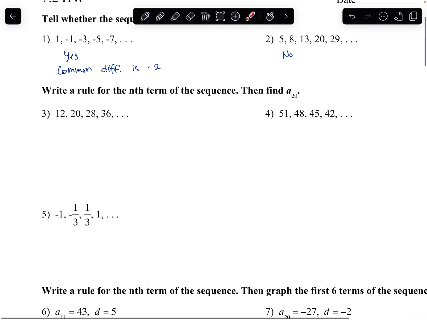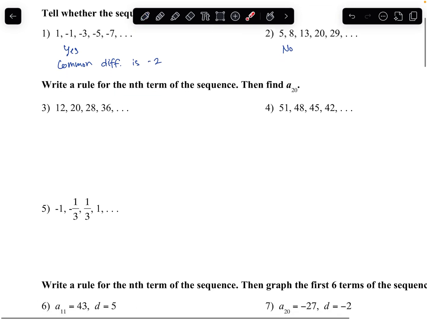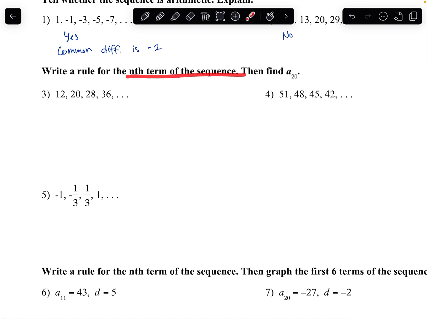For 3, 4, and 5, write a rule for the nth term of the sequence. So how do you write a rule for the nth term of an arithmetic sequence? The rule is a sub n equals the common difference times n minus 1, plus a sub 1. The common difference is what we've talked about before. It's the pattern in the sequence, and a sub 1 is the first term.